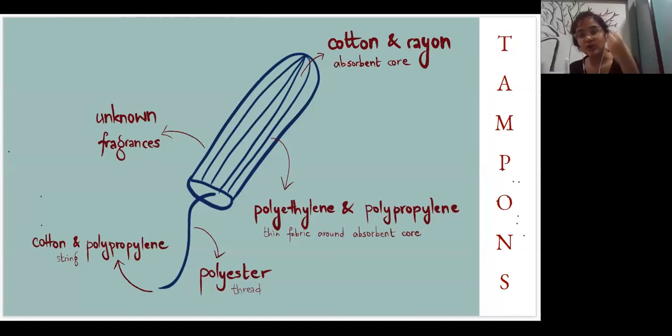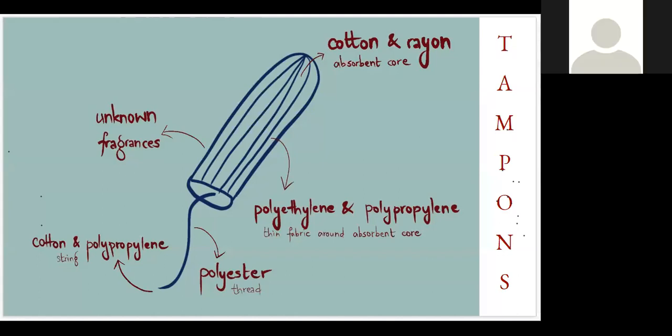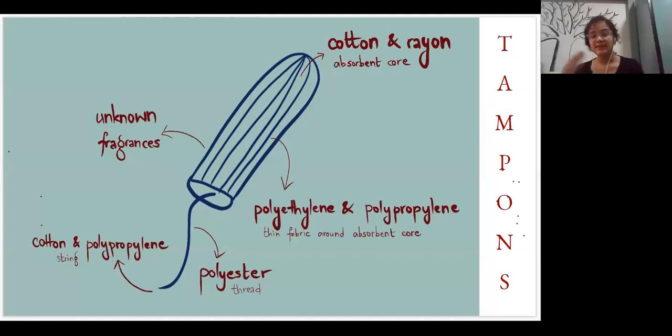And it has a polyester thread, and it has unknown fragrances, and cotton and rayon make the absorbent core of it. So it's basically everything that's in a pad but compressed into a tiny little thing, and it's inserted into your vagina. So in ways it is worse than using a pad, because all the chemicals that are present in a pad are also there in a tampon, but it just goes inside your body.